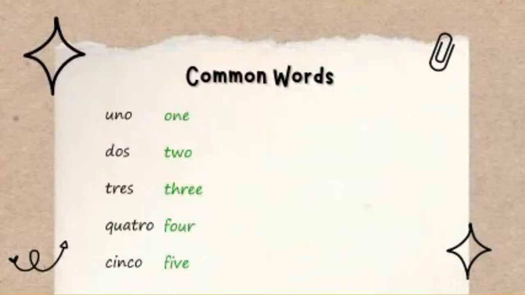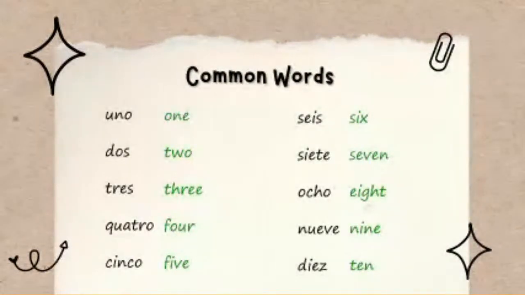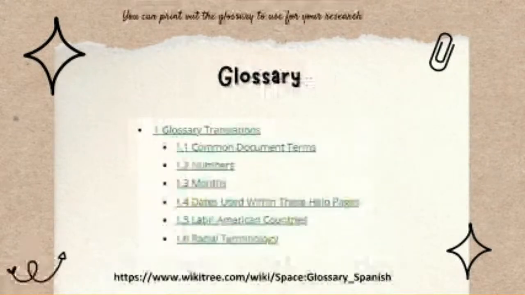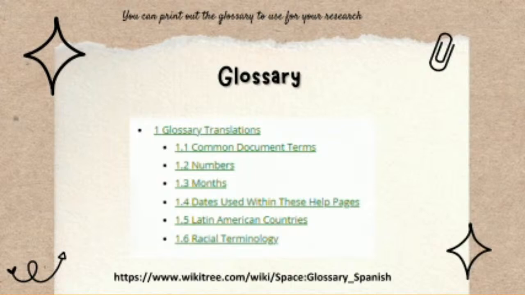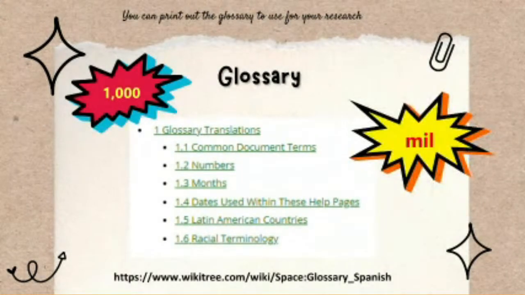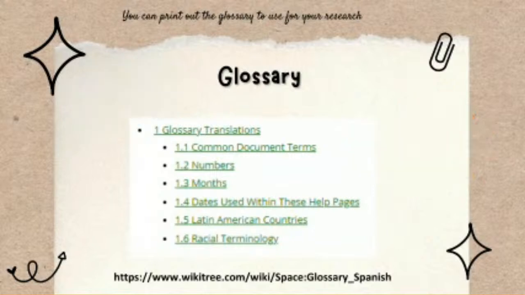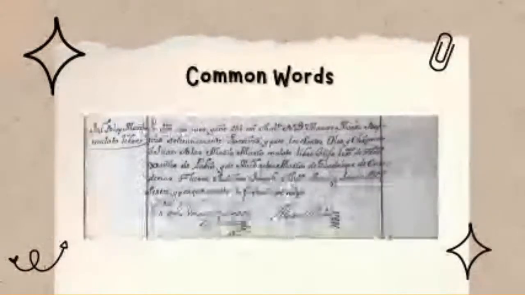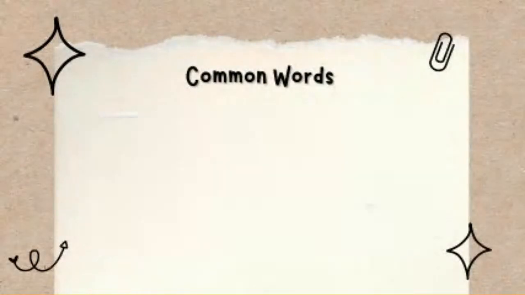Now let's look at some numbers. Uno, dos, tres, cuatro, cinco, seis, siete, ocho, nueve, diez. You can look in the glossary for the various terms used from 0 to 1,000, which would be mil, and you will see that a lot. Spain changed their calendar to begin on the 1st of January in 1556. So all records created after that day have the year as we would count it today.